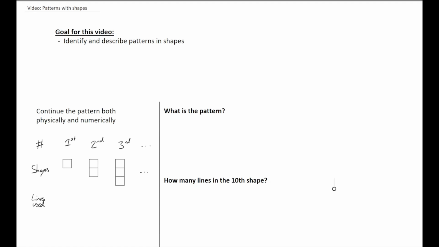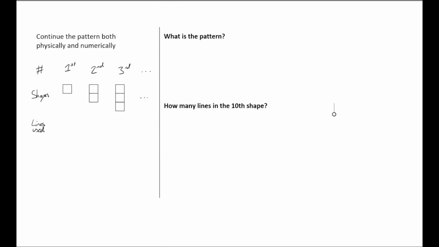The goal for this video is to be able to identify and describe patterns in shapes. So if we look at this pattern down here, the first thing in the sequence is just a single square, and then we've got 2 squares and then 3 squares, and so forth. What we want to be able to do is go, okay, well, how many lines are used in each one of these shapes?